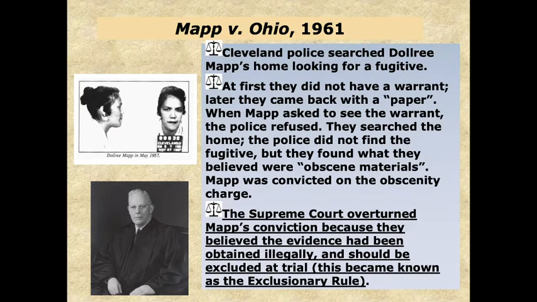Now, the Supreme Court is going to overturn this conviction because they're like, hey, the evidence that you obtained was illegal. It wasn't specifically listed on the search warrant. So therefore, it should have been excluded in trial. So this right here establishes the exclusionary rule. A further example of that is let's say that the cops show up at your house. They're looking for a stash of weapons, and they find drugs instead.